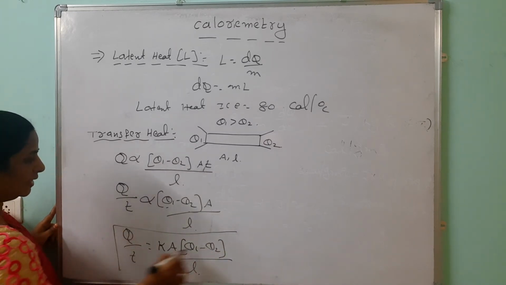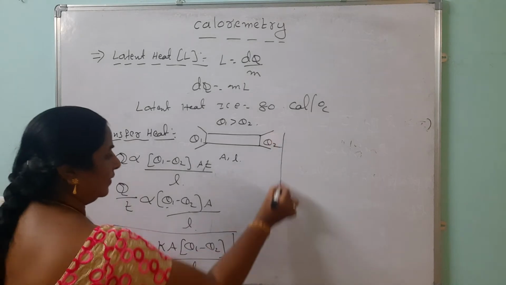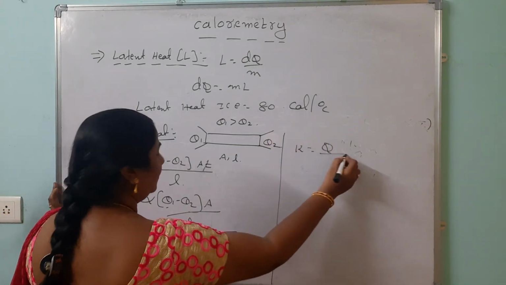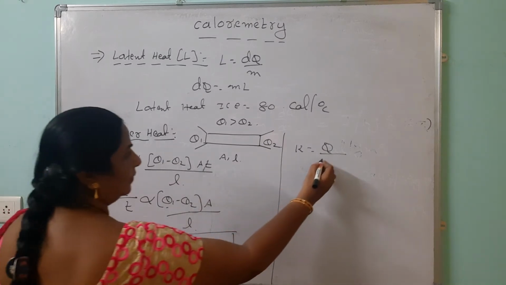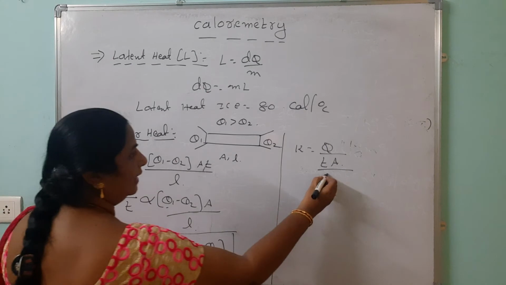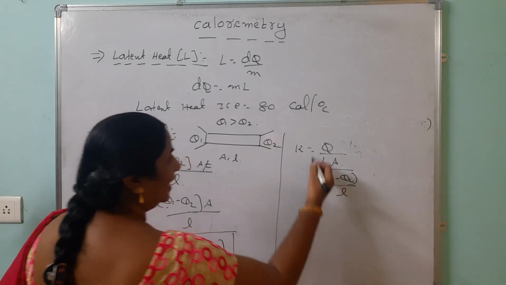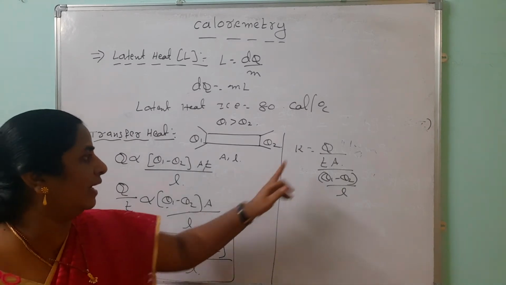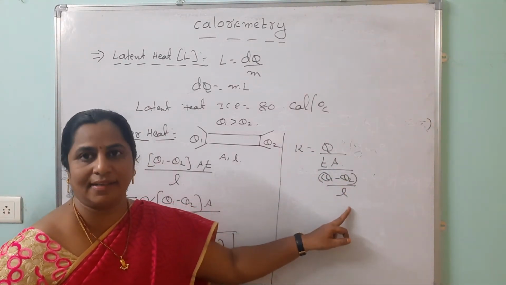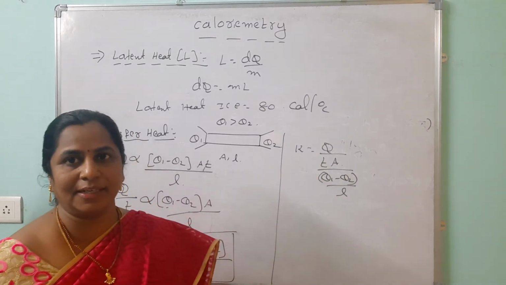Temperature coefficient of resistance. From this, what is the expression for K? We can write K equals Q by T into A divided by the temperature gradient (theta1 minus theta2) by L. So the ratio of rate of flow of heat per unit area to the temperature gradient is called the temperature coefficient of resistance. It is represented by K.